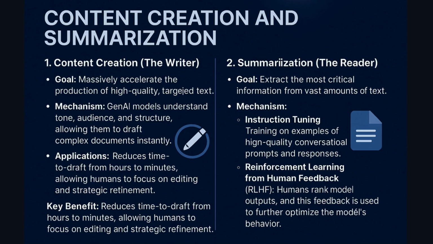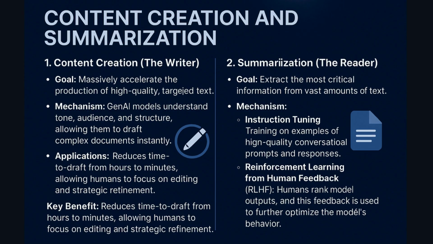So, harnessing the power of the training process we just reviewed, this slide illustrates the two most common and impactful applications of Gen AI: content creation and summarization. In content creation, the primary goal is to massively accelerate the production of high quality targeted text. The underlying mechanism is the Gen AI model's ability to instantly understand and replicate a specific tone, audience, and document structure. The key benefit is a dramatic reduction in time to draft, from hours down to minutes, shifting human effort away from initial writing and towards crucial editing and strategic refinement.